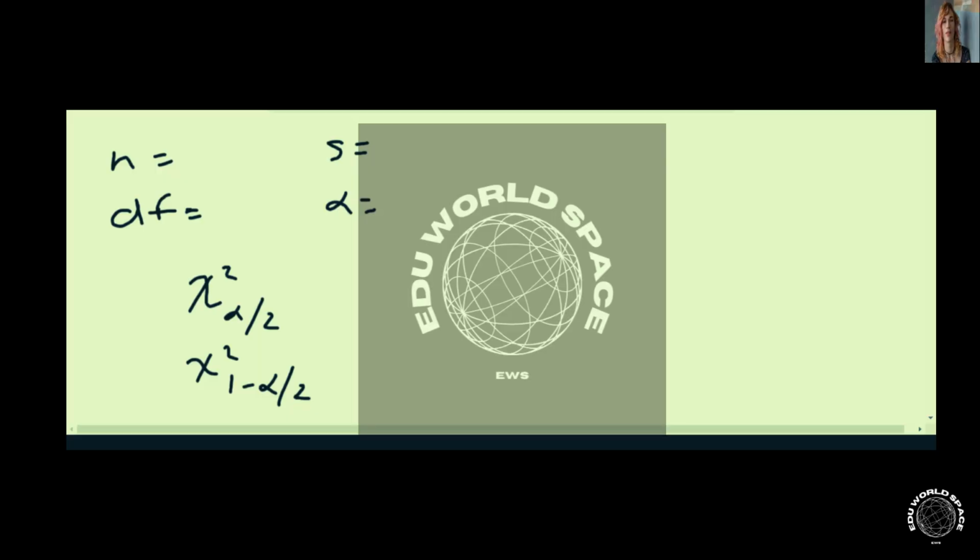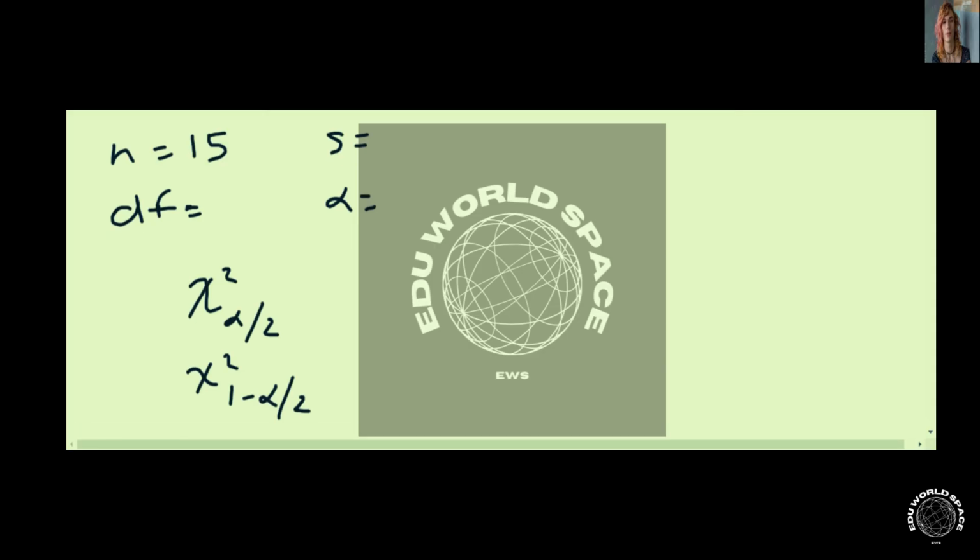For this question, we've been given n is 15. The sample standard deviation given to us is 120.82. Since the sample size is 15, the degrees of freedom is 14. And since we're finding a 90% confidence interval, alpha in our case would be 0.1.